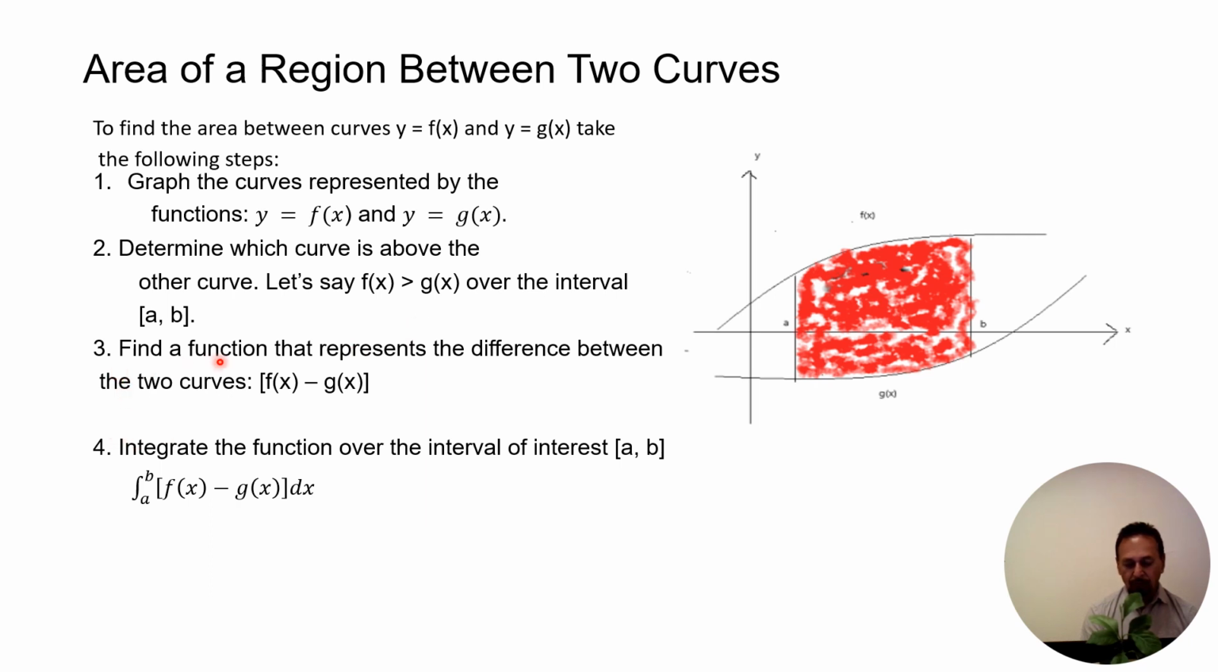So then you find the function that represents the difference between the two curves. In other words, subtract the smaller function from the bigger function. And then you integrate the function over the interval a to b. So this is the formula. You subtract the function which is lower or smaller from the function which is higher or upper, and then you integrate over whatever interval is given to you.